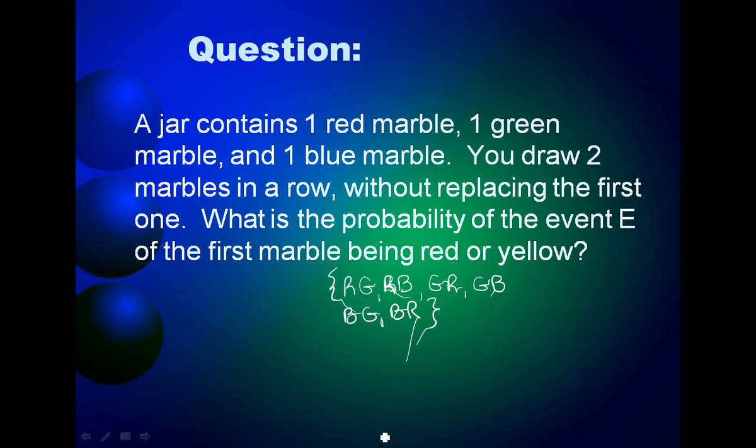What is the probability of the first marble being red or yellow? Well, obviously we don't have any yellow marbles, so red, we have 2 possibilities out of 6.